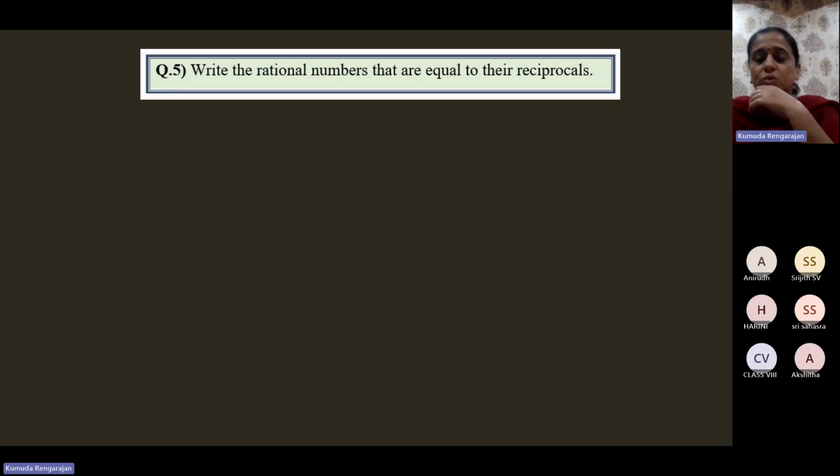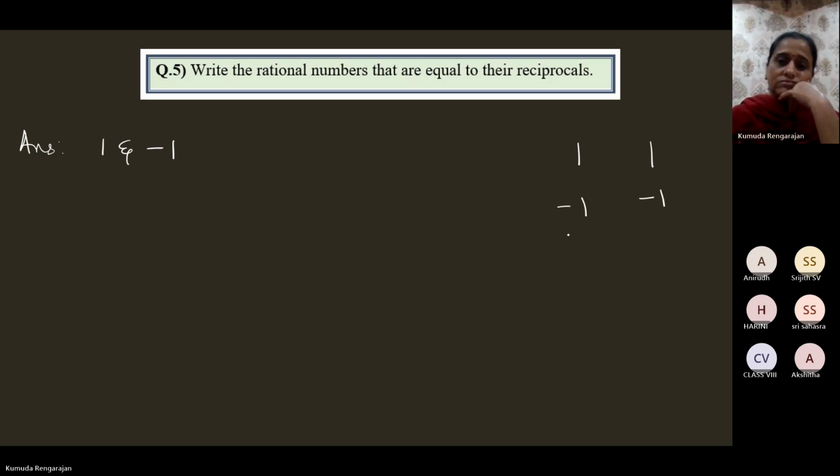Rational numbers that are equal to their reciprocals: 1 and minus 1. They're equal to their reciprocals because the reciprocal of 1 is 1 itself and the reciprocal of minus 1 is also minus 1 itself. 1 and minus 1 are their own reciprocals.